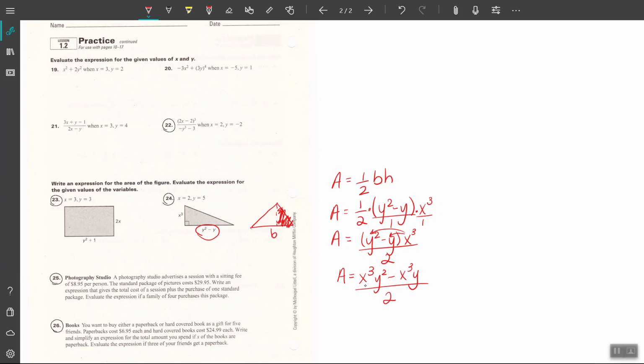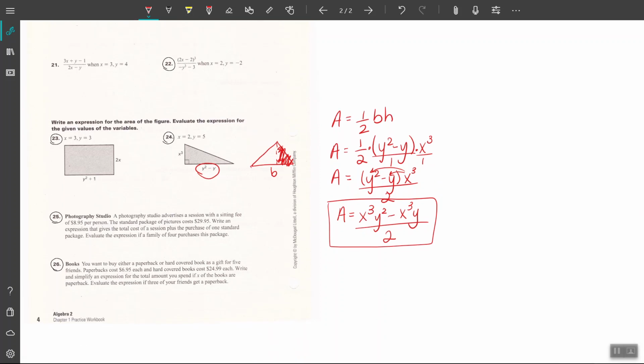And I'm ordering them in alphabetical order, just because typically in algebra, that's how you're going to see them. If you had said y squared x cubed, that's not wrong, but usually we put the x in front of the y, just follow ABC order. All right, so this is a very good algebraic expression. So we've answered that first part.